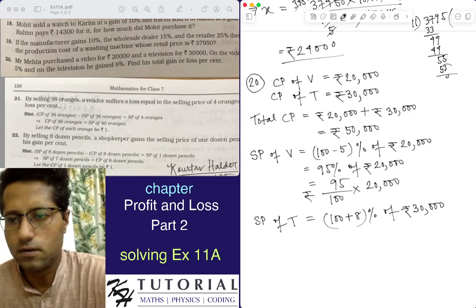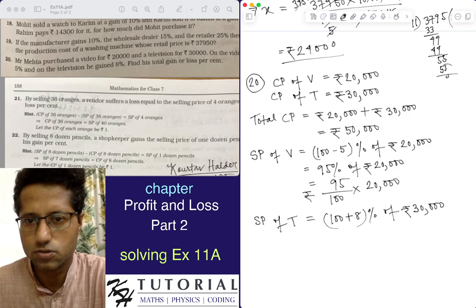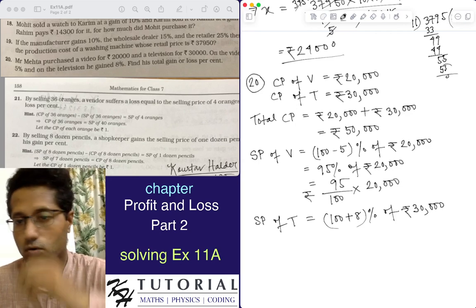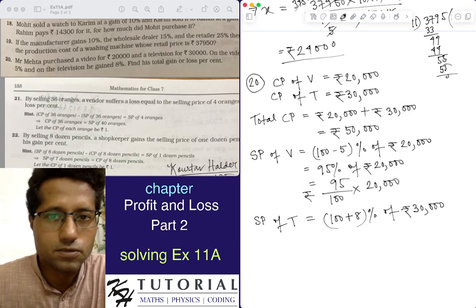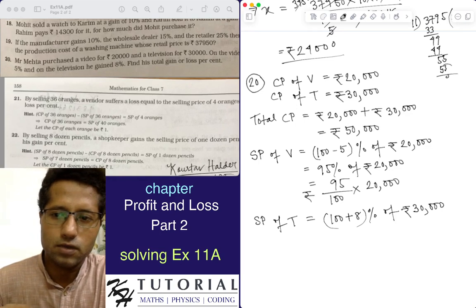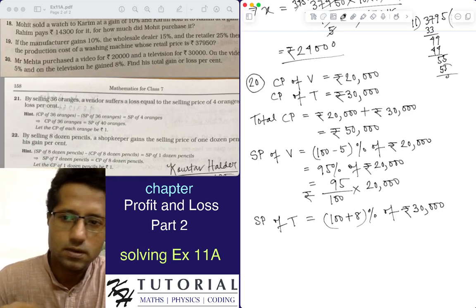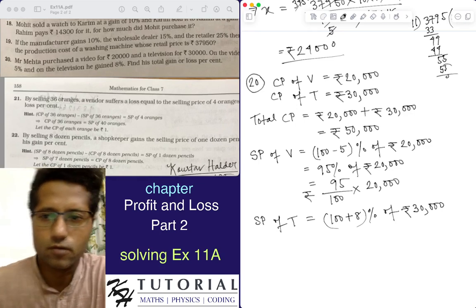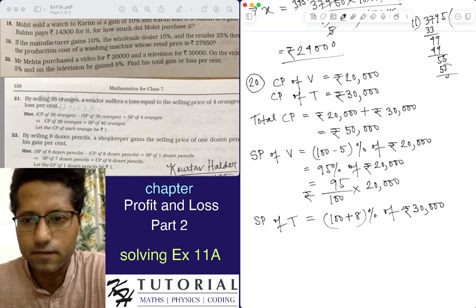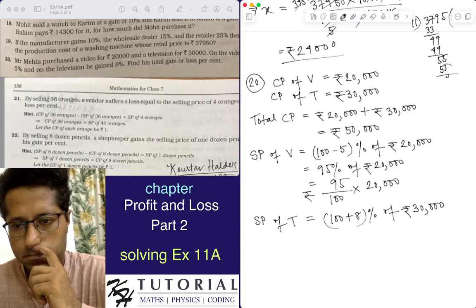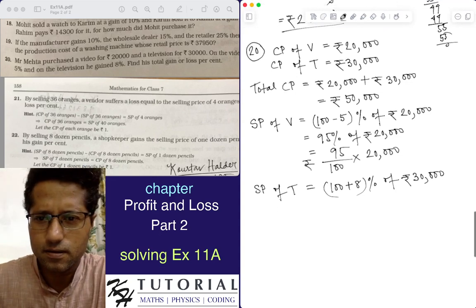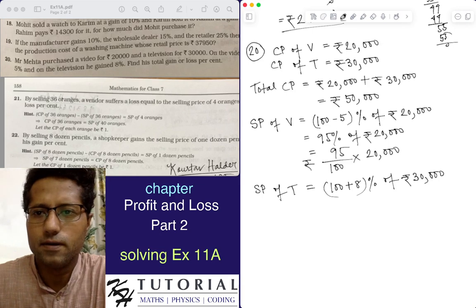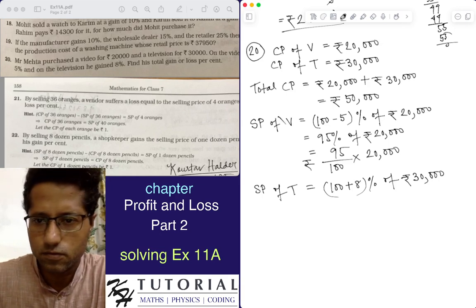Well, instead of finding the selling price of the video and the television, we can also just find the gain and the loss. The gain on the television, and the loss on the video, not gain. In the video, Mr. Mehta lost. So we can only consider the loss made on the video and the gain made on the television, and from that we can relatively find the net gain or loss.